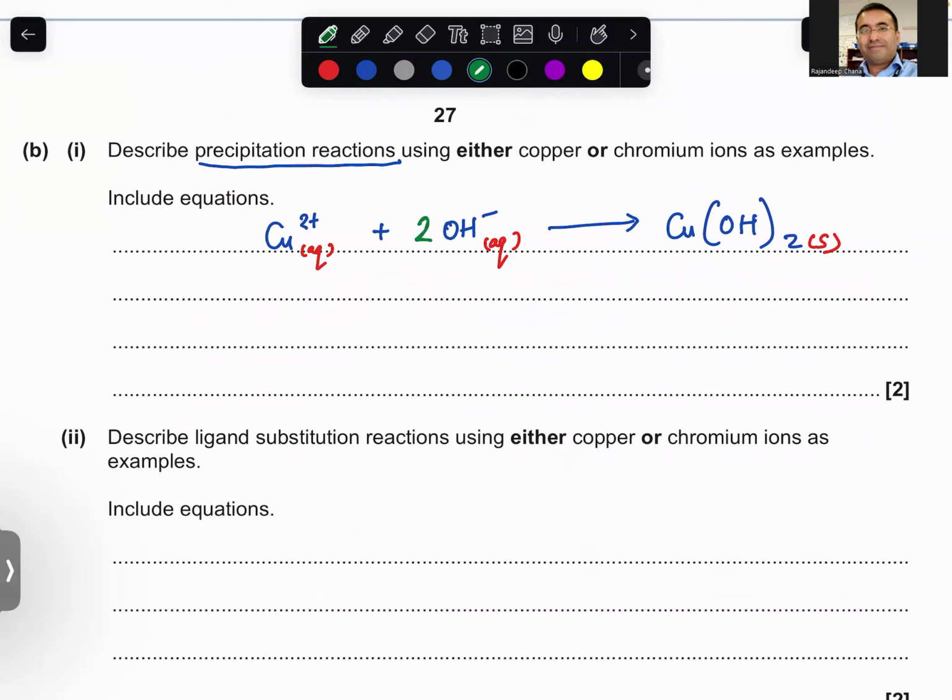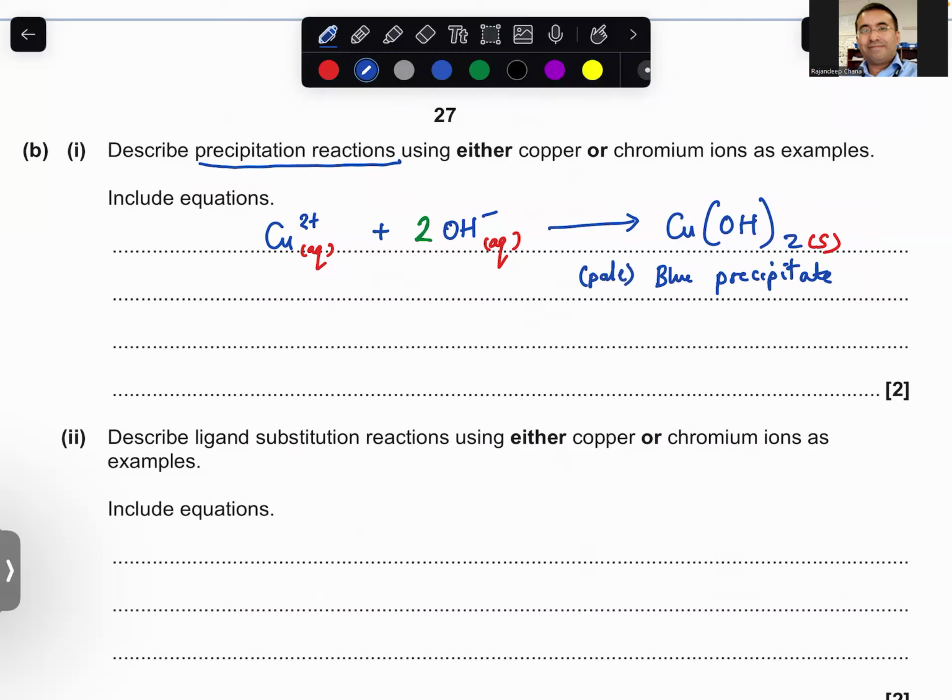This would be for copper. And also, you want to give the observation. The observation of seeing this, it will give you a blue, sometimes referred to as a pale blue, precipitate. You must give the color. 1 mark for the color, 1 mark for the equation.